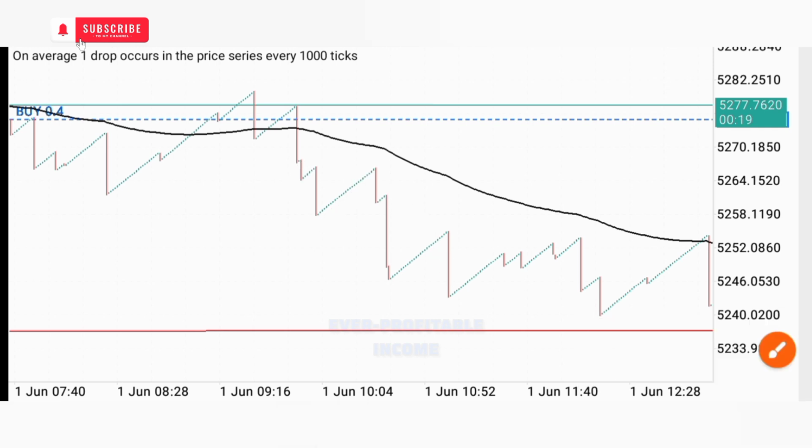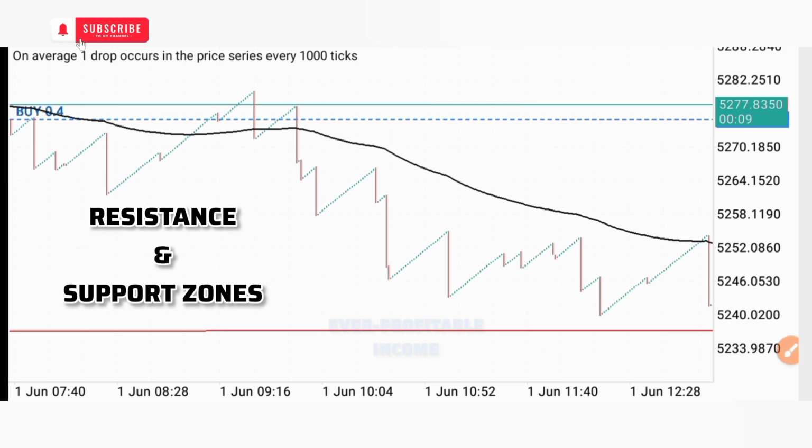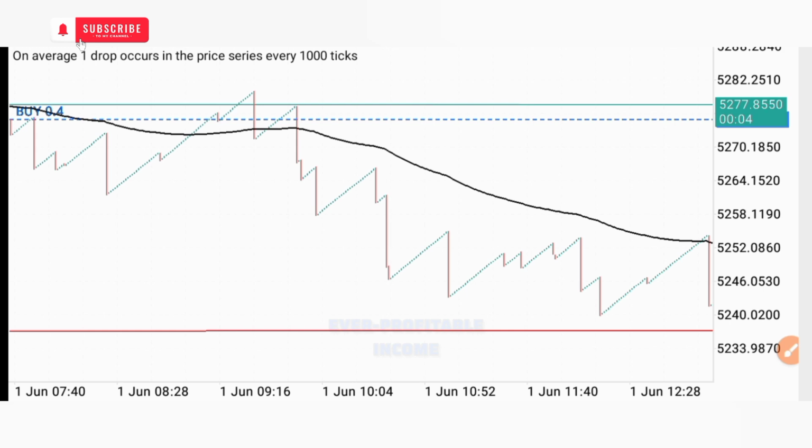Okay, but how do you know where to actually enter? Now, Boom and Crash often spike at resistance and supply zones. So if you are waiting for a pullback, after the pullback, look for the previous resistance zone or previous support zone and open your trade. Do not just open your trade blindly. Look for the previous resistance zone or previous support zone and take your entry position.